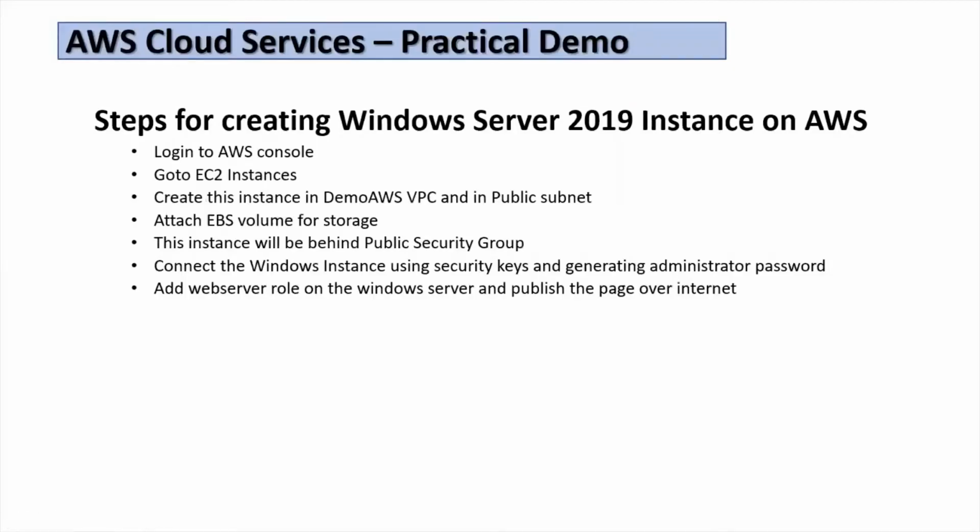So in this, we are coming to create a Windows Server 2019 instance on AWS. So we will go to AWS console and create one instance in demo VPC and public subnet and attach EBS volume to the storage. And next, later on, we will add web server on that and how we are connecting to the Windows instance. I'll show you that.